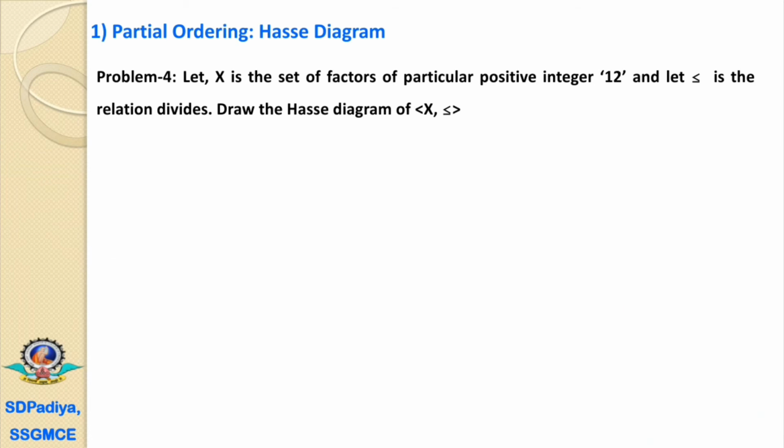That's all. The next problem statement: let x be the set of factors of a particular positive integer 12 and let the partial order relation be the relation divides. Again the same problem statement for the integer value 12. Then draw the Hasse diagram of the partial ordered set x.